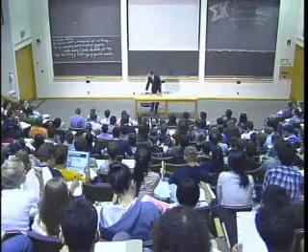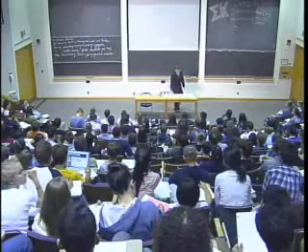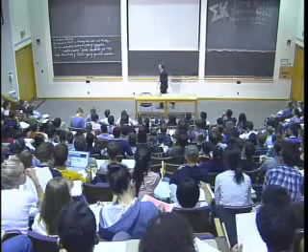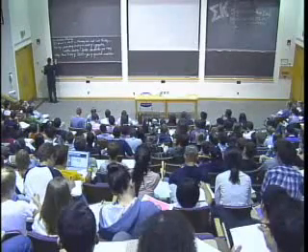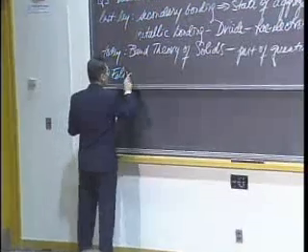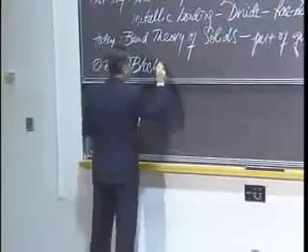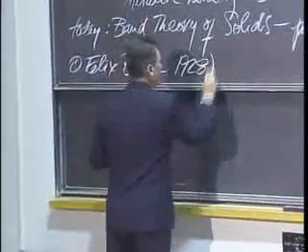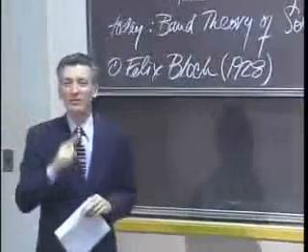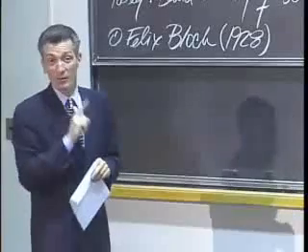And today we're going to look at the next installments, which took place about 30 years later as part of the quantum revolution. And there's really two benchmarks here. The first one is by Felix Bloch. Felix Bloch. And this came out in 1928. This was his PhD thesis.